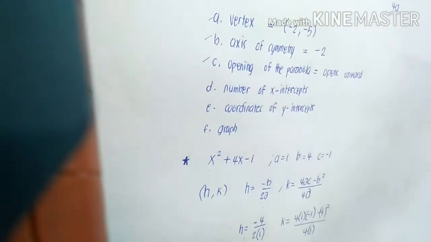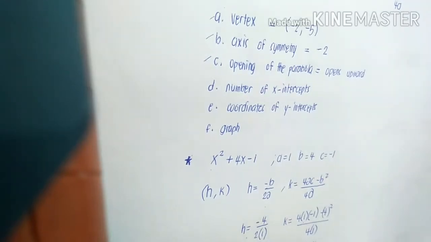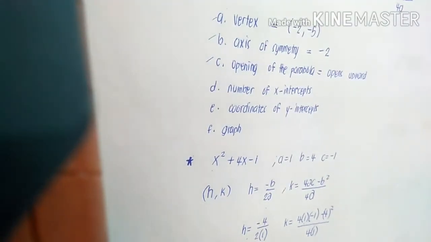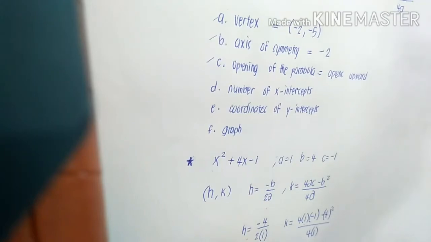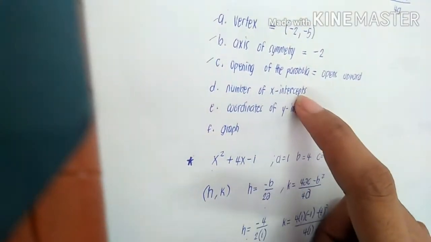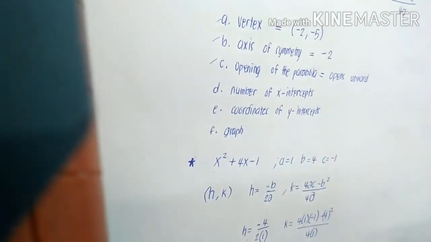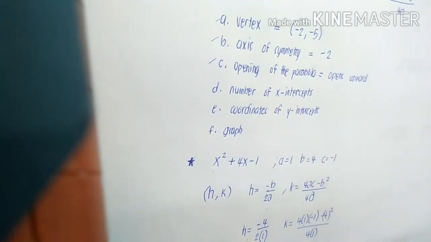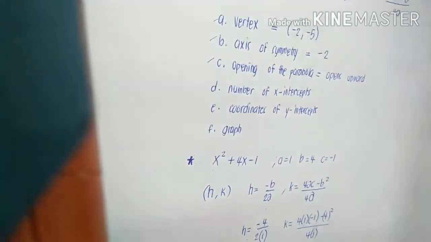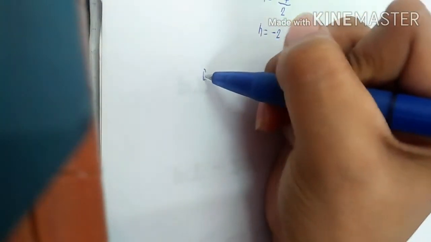Let's go to the number of x-intercepts. So we will not touch this one first. Okay? And then coordinates of the intercept, we will just go back, okay? In the coordinates of the intercept, all we need to do is to substitute 0 for x. Okay? We will make x equal to 0. Letter E.